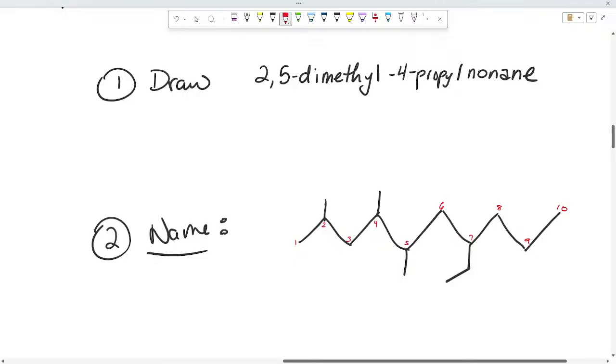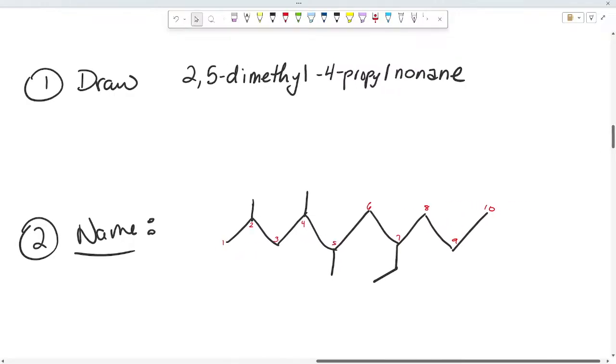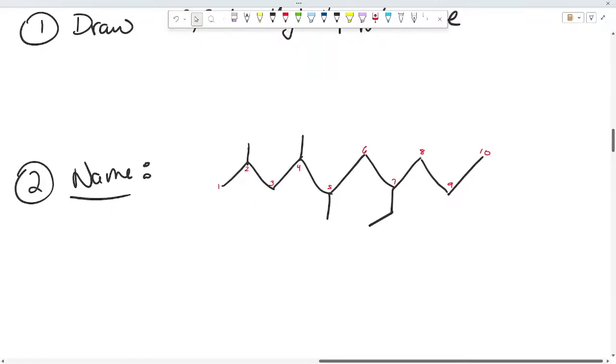So if we're naming this, what's our main chain? For the bottom one, yeah. What's our main chain? Okay.